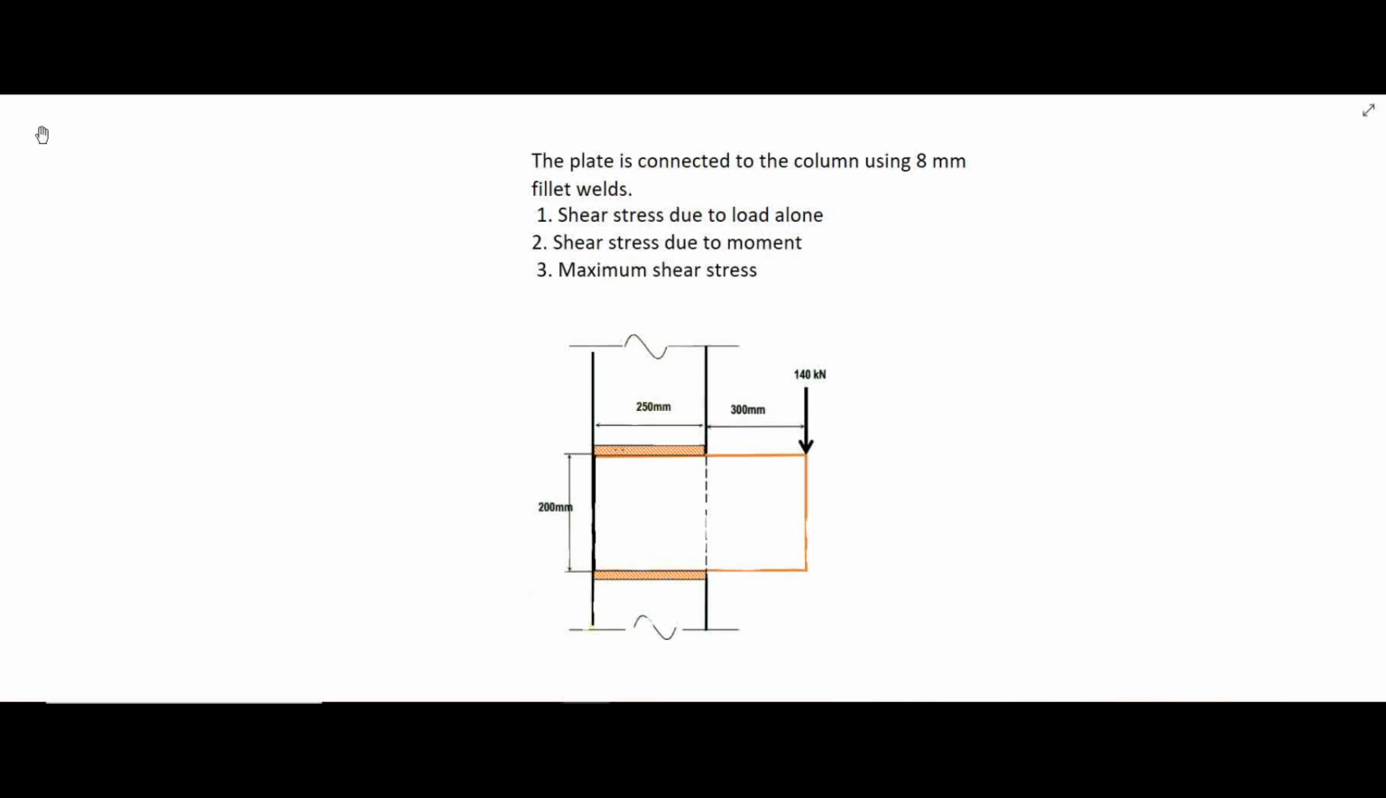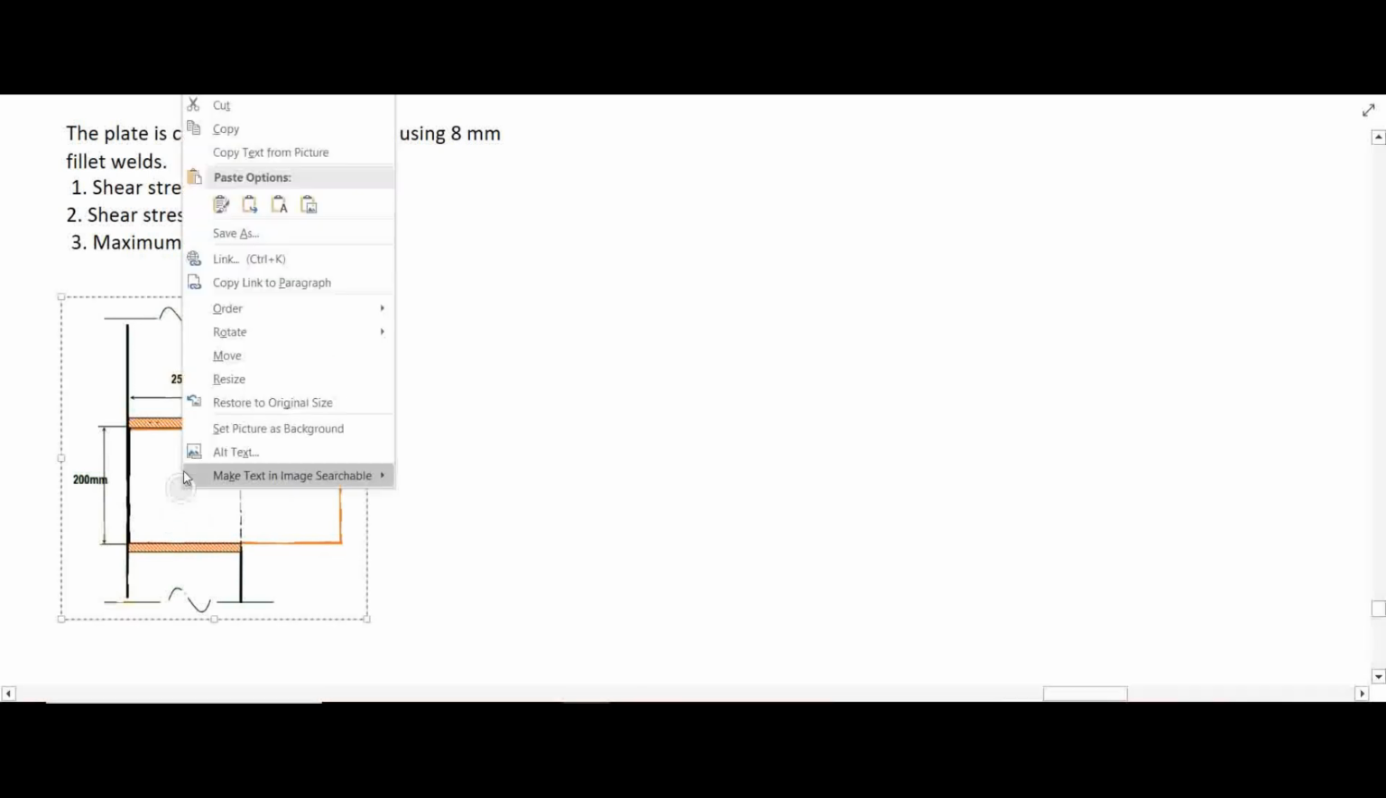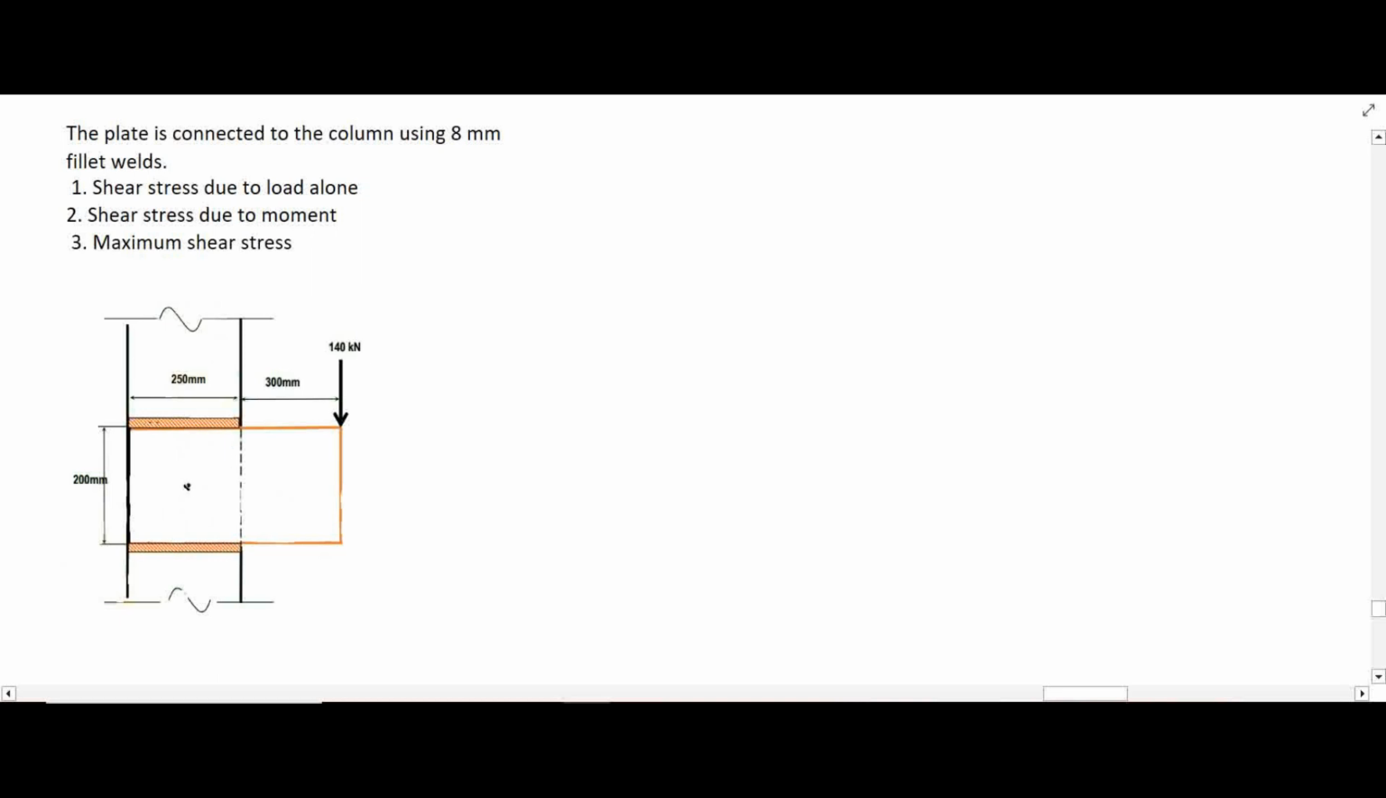The plate is connected to the column using 8 mm fillet welds. The required are the shear stress due to the load alone, shear stress due to moment, and the maximum shear stress. Okay, so here's our figure now. There is a 140 kilonewton load applied at a distance of 300, that's 425 from the center of gravity of the welded connection. Okay, so this is our center. Okay, so let's jump to our solution now.